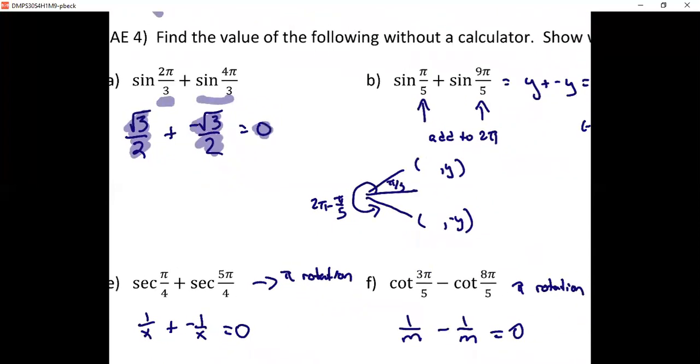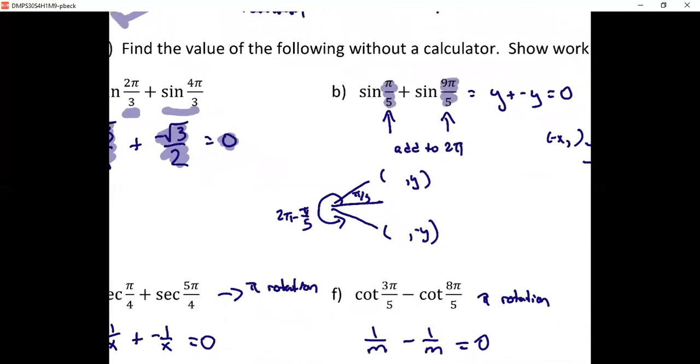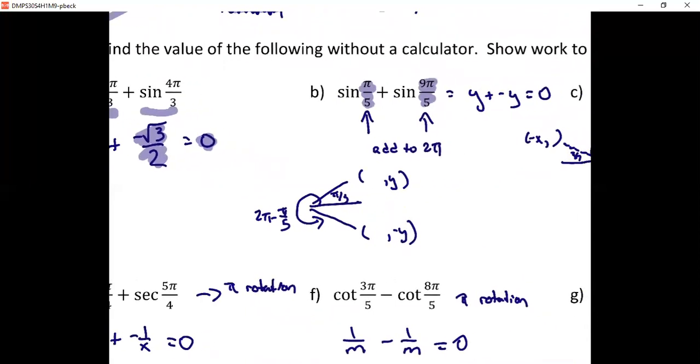If it's an unknown angle, I have the sine of pi over 5 plus the sine of 9 pi over 5. What I'm doing here is saying, okay, I know that the sine of pi over 5 has a certain y value. What's the relationship between pi over 5 and 9 pi over 5? Together they add up to 2 pi. So if we look at this as 2 pi minus pi over 5, we get the 9 pi over 5, which gives me the negative of the y value.